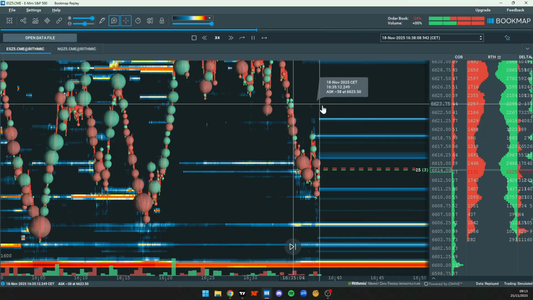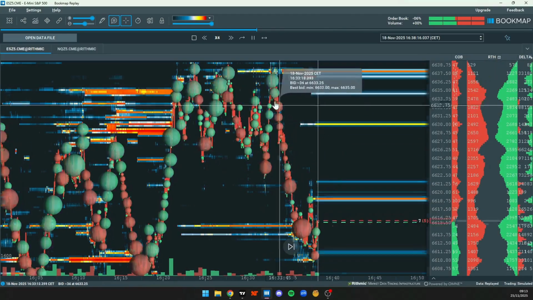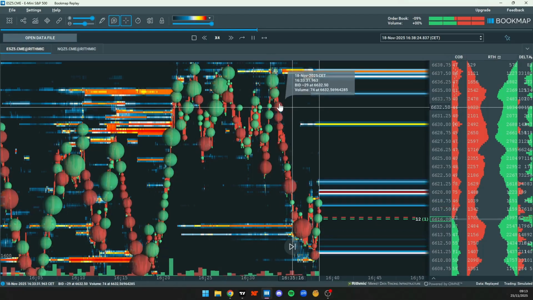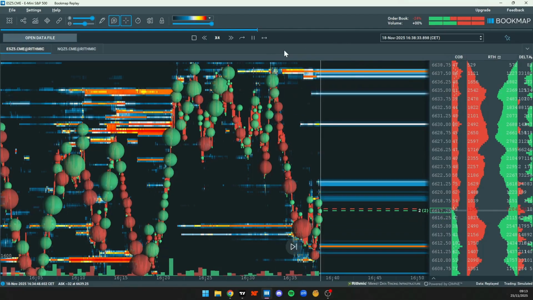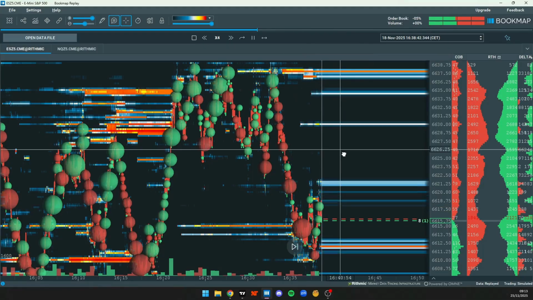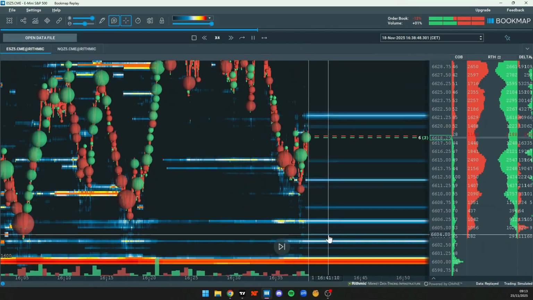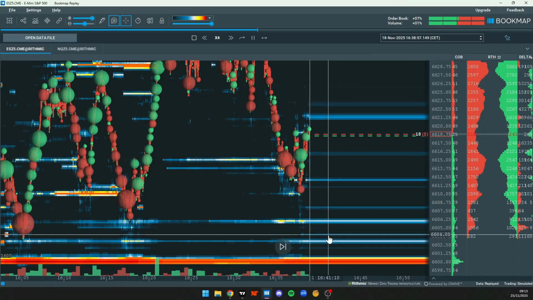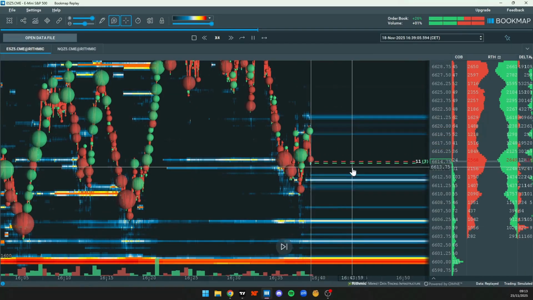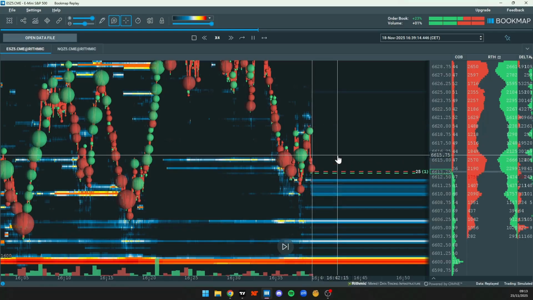Okay, so where I entered at the 34.50s right here, this price range right here, I still had a 7 point stop loss, which is quite big, but then obviously I was targeting this, which was over 30 points, so that was a very, very big move.